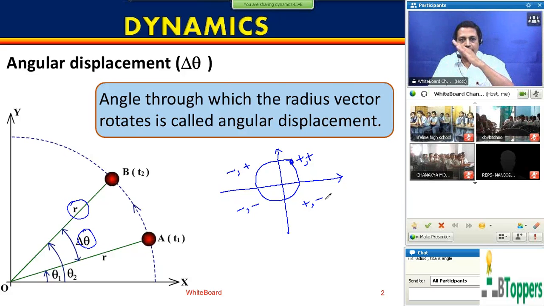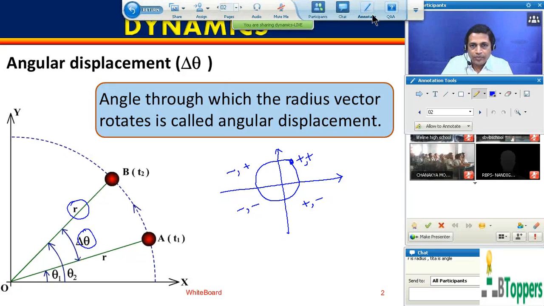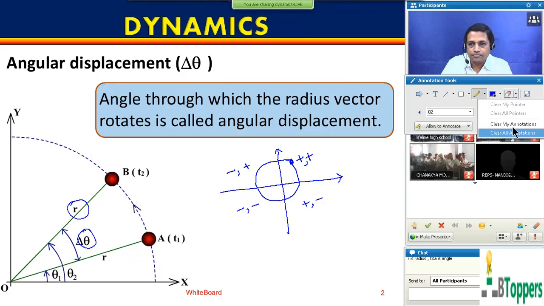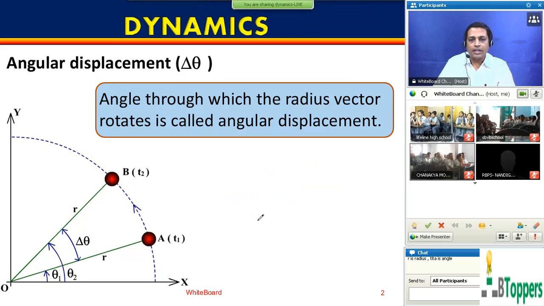As the body moves like this, the x coordinate decreases and the y coordinate increases. Then as it goes towards the negative x-axis, the y coordinate decreases and the x coordinate increases. So there are two things which are varying, and they are varying with reasonable complexity. So it is very difficult to attack the problem from that end, right? Therefore, I'll just clear the annotations. Therefore, instead of going to the x and y coordinate system, we use r and theta.